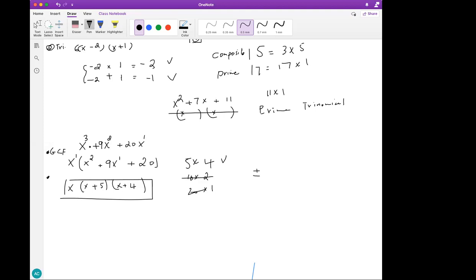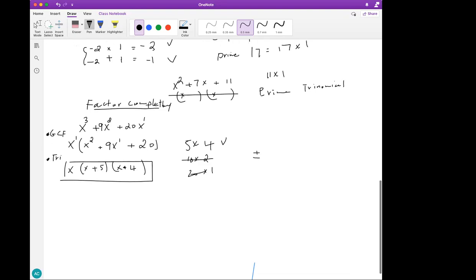So this is what we call factoring completely. The question may say factor completely. That's a hint that you may need to factor more than once. So don't just stop after one thing. You may have to factor twice or more. So GCF, then trinomial, or if it's a binomial, then binomial. If the question says factor completely, that means factor and factor again if possible.